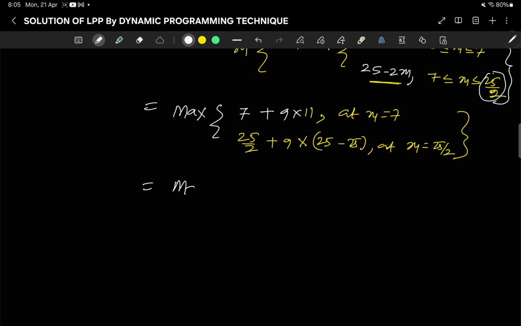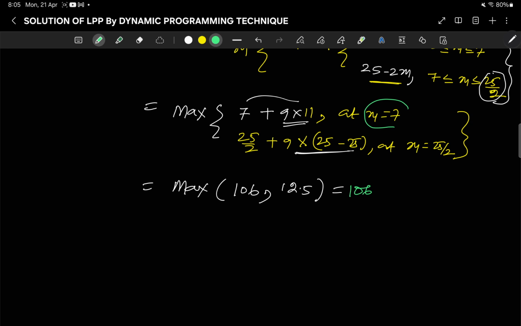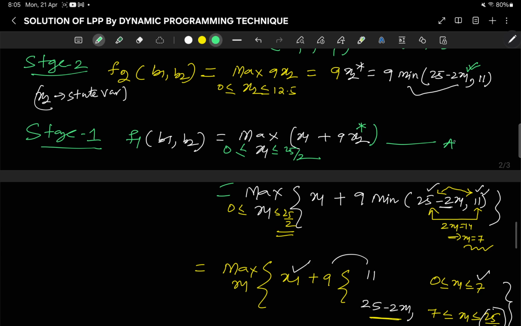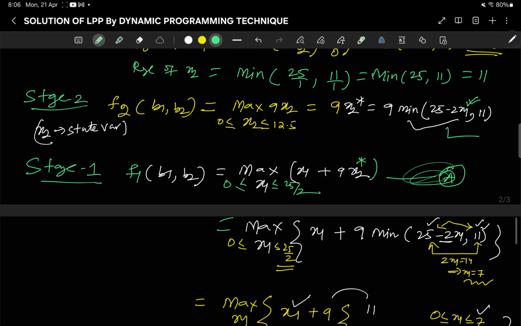So this is the maximum of 99 plus 7, which is 106, and 12.5. So you are getting 106, but at which value? At x1 equal to 7. So this is the optimal value x1 star. Let this be my equation A. This equation A will give you the value of x2 star.